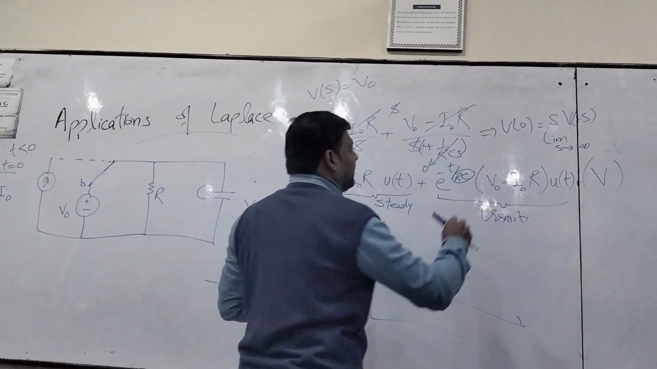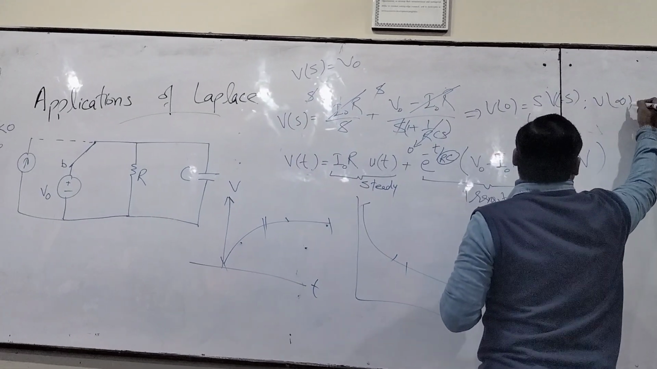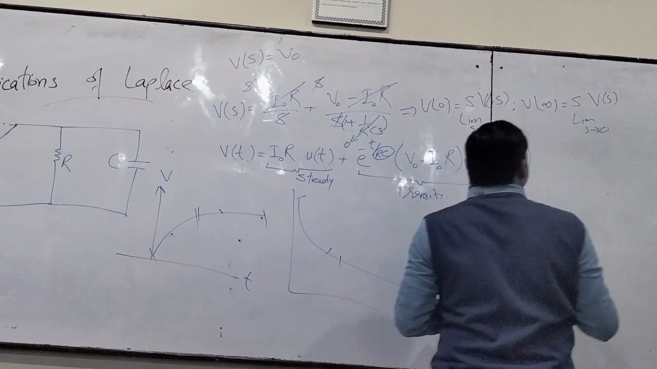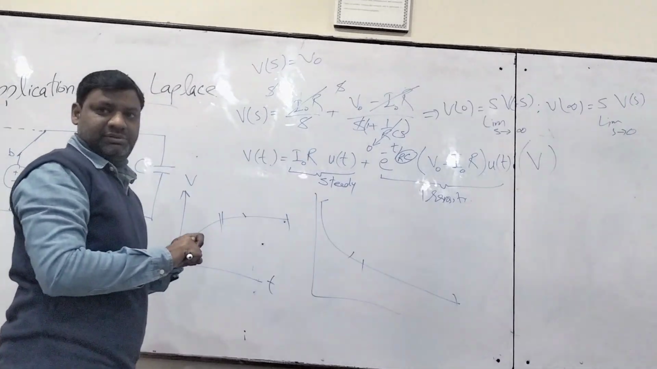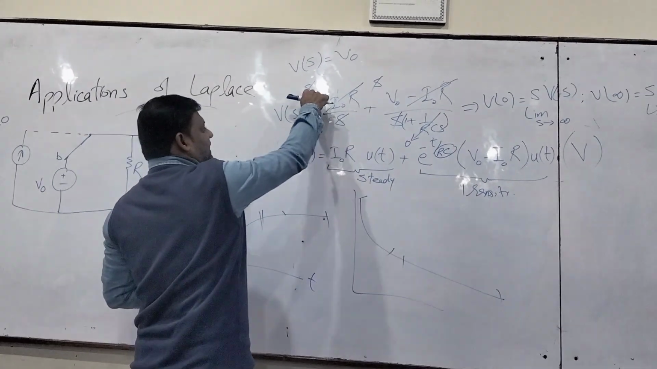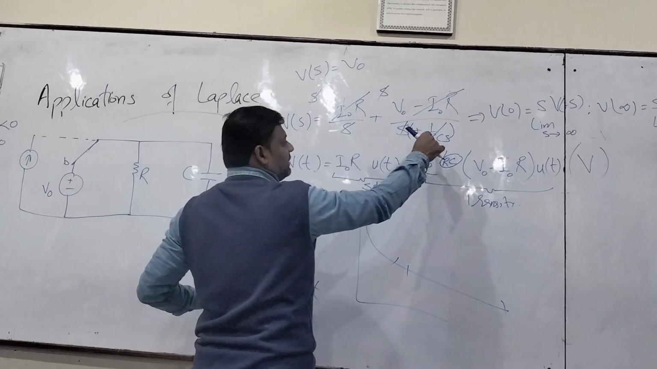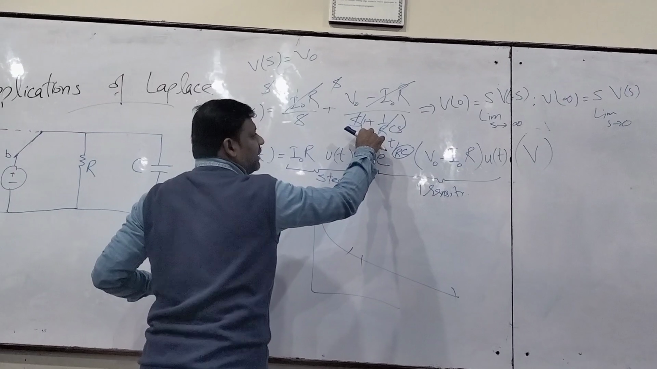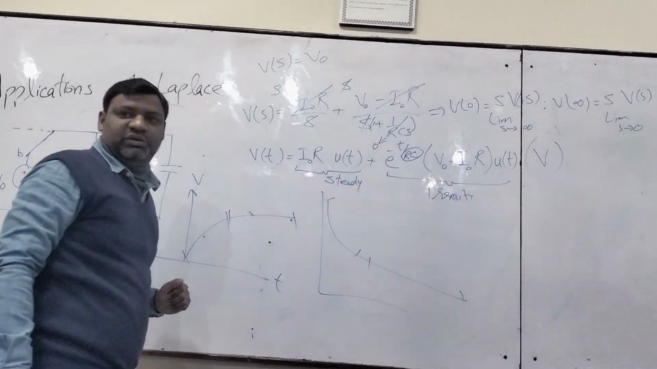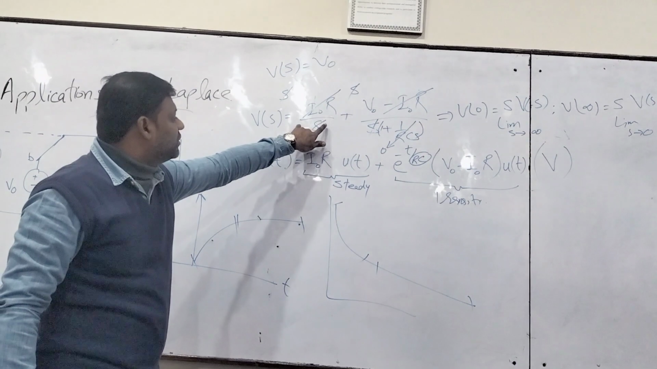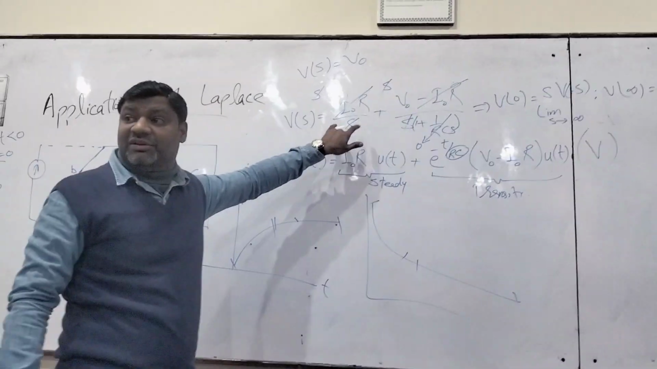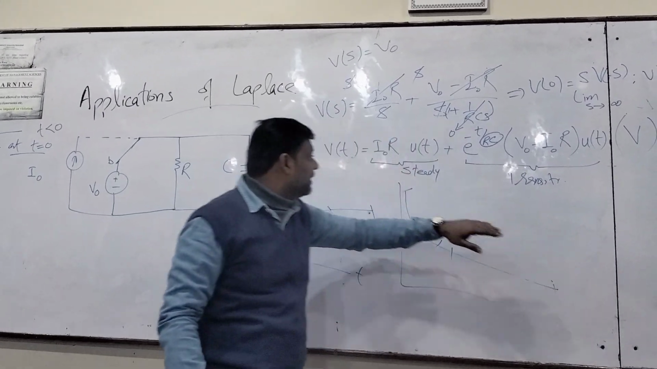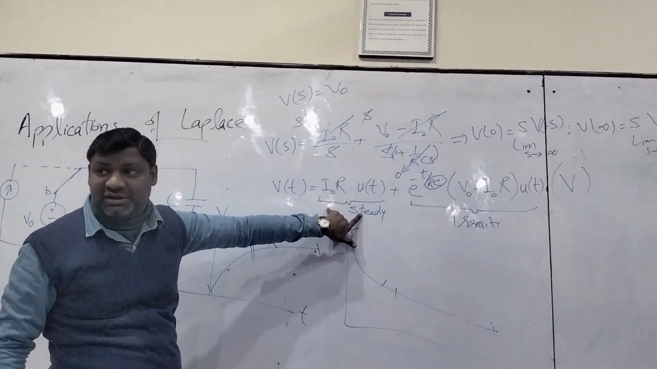What will be the value at infinity? That is again S times V of S, limit S tends to 0. Okay? When we multiply S with it, the S will be cancelled out. 1 over infinity is 0. So I naught R is the steady state when we are at time infinity. Okay? That's what we used to say, that it is the steady state. I naught R.